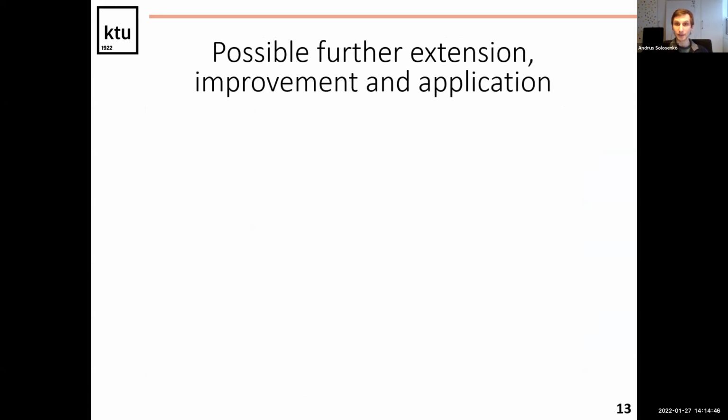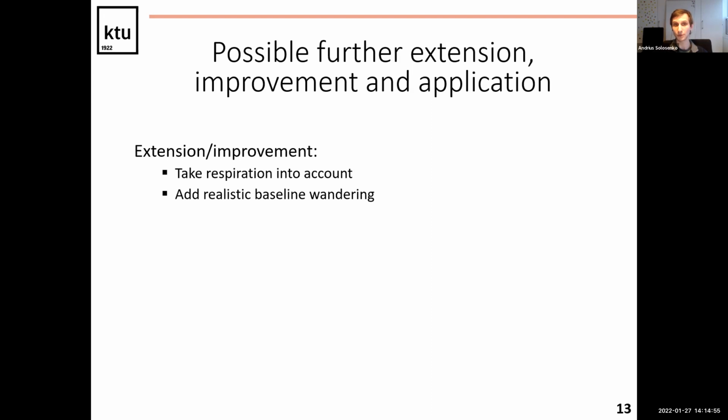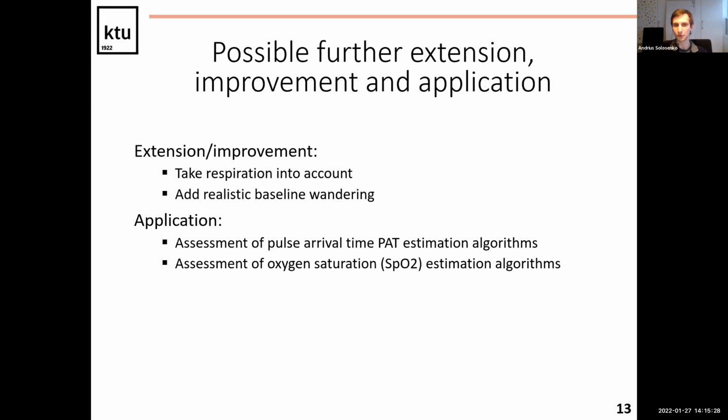So, there are possible few further extensions and improvements for our model. We think that maybe we could add respiration into account. Of course, since we're using real ECGs, due to respiration, we have a difference in our intervals, that is in the heart rate. So to some extent, we are able to take that into account, but not fully. And we would want to add realistic baseline wandering. Since it was out of scope for the primary application, we didn't do that yet. And another application would be to assess the pulse arrival time with that kind of simulator, as well as oxygen saturation. There are that kind of simulators available already, of course, but we want to extend our own simulator with that kind of functionality.